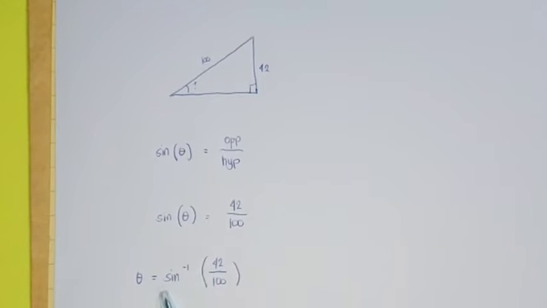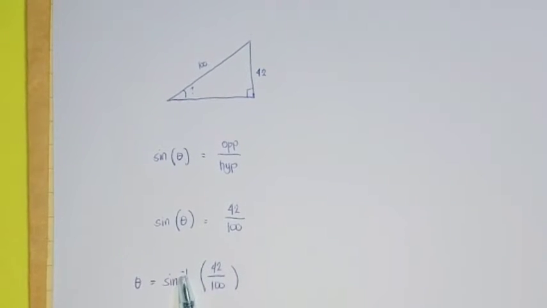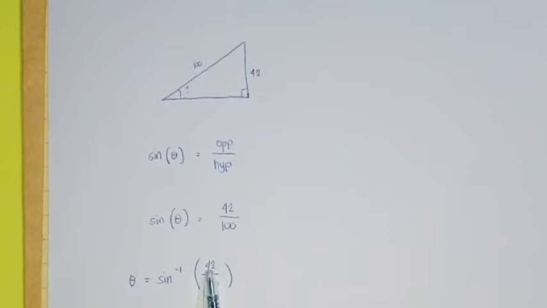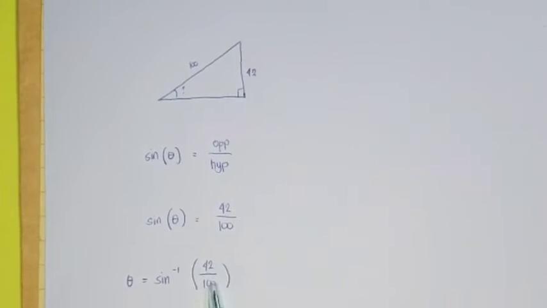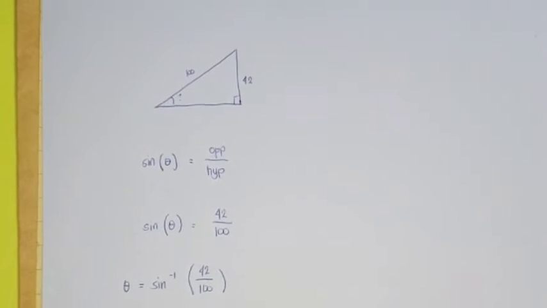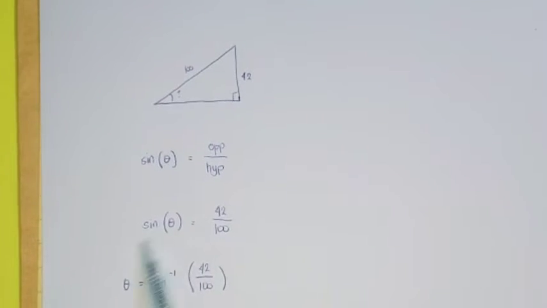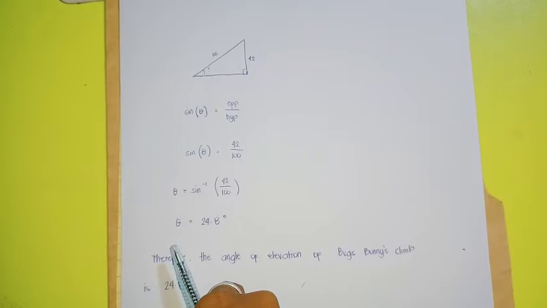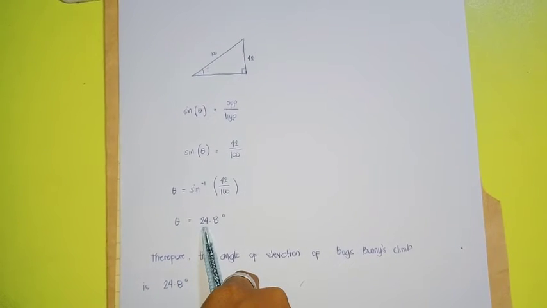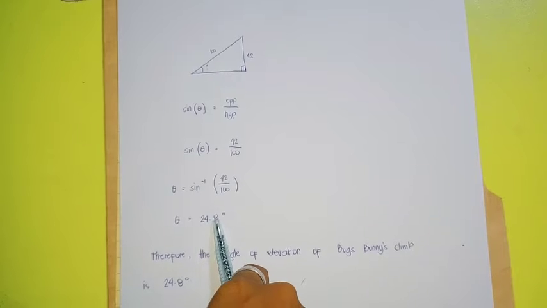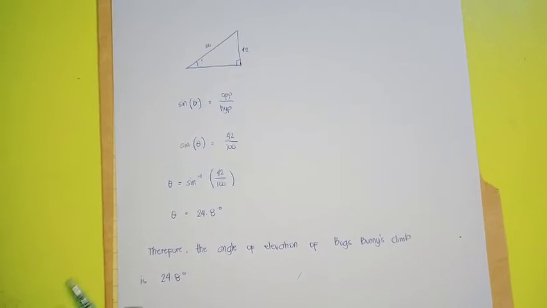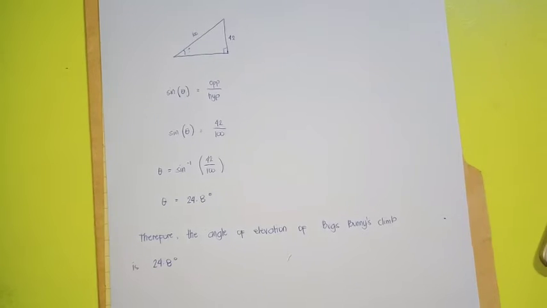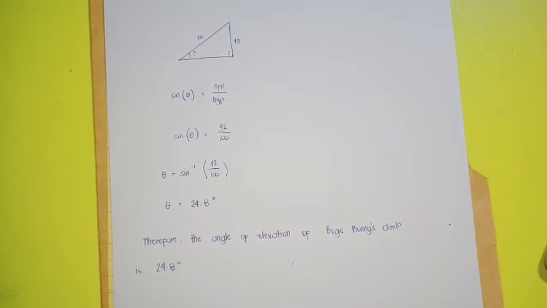Solving the equation, we will get sin to the power of negative 1 times 42 over 100. So we are going to use a calculator in order to solve this one. So we have 24.8 degrees. Therefore, the angle of elevation of Bugs Bunny's climb is 24.8.